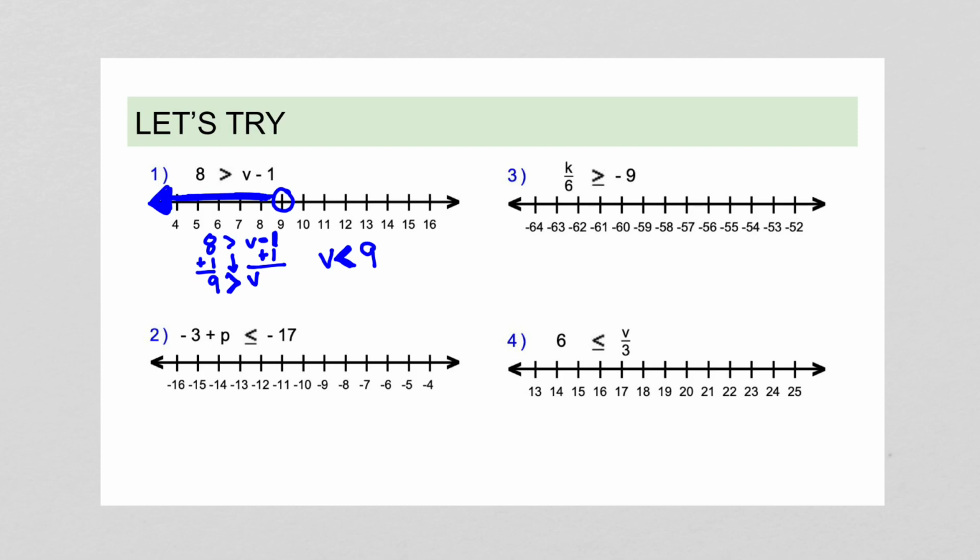Okay, well now let's try it with the next one, because the next one looks a little different. It looks like a fraction. Sometimes fractions are scary, but we just need to remember that that fraction bar is a fancy way of saying division, k divided by 6.